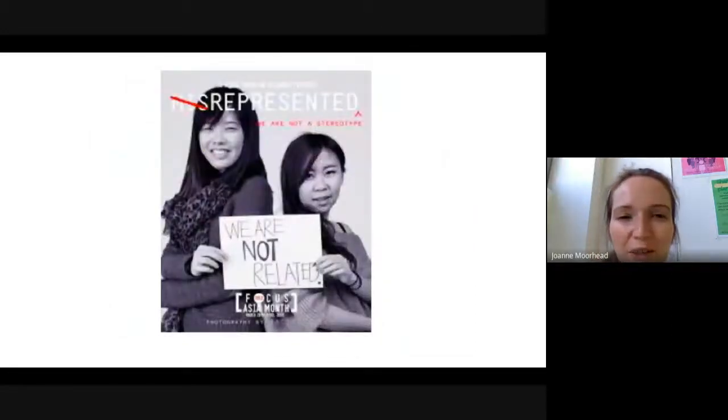This is an interesting one. So you might not be able to read what it says. It says misrepresented at the top, and this is a magazine cover. So identities, experiences, social organization, sharing the planet. Why don't we talk about what's going on in this picture? Why has it been taken?